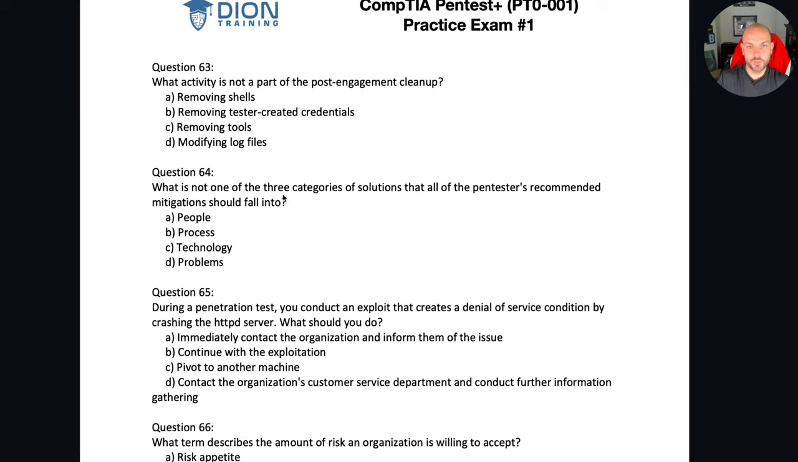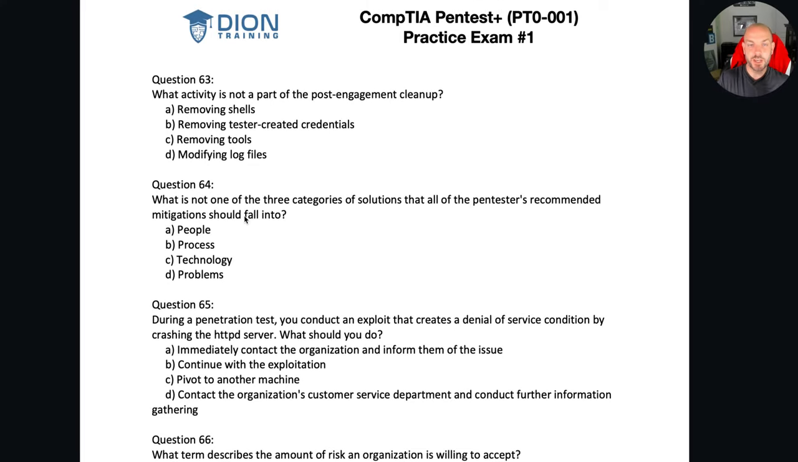What is not one of the three categories of solutions that all of the pen testers recommended mitigation should fall into? I mean, we talk about this all the time. People, processes, and technologies. Those are all the things that either cause problems or things that you can improve on. So as far as solutions go, problems would not be a category of a solution. 64D.